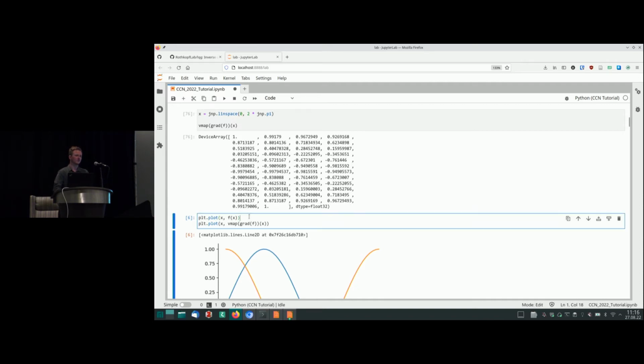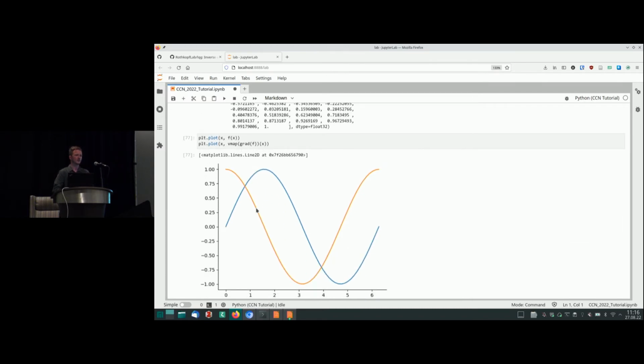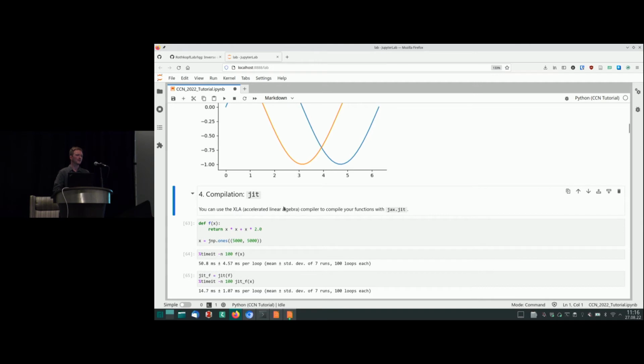So then you can, let me just plot this. Plotting works just like with any regular NumPy array. And finally, what you can do is compile code so that you can efficiently run it multiple times, which we'll make use of in this notebook as well.